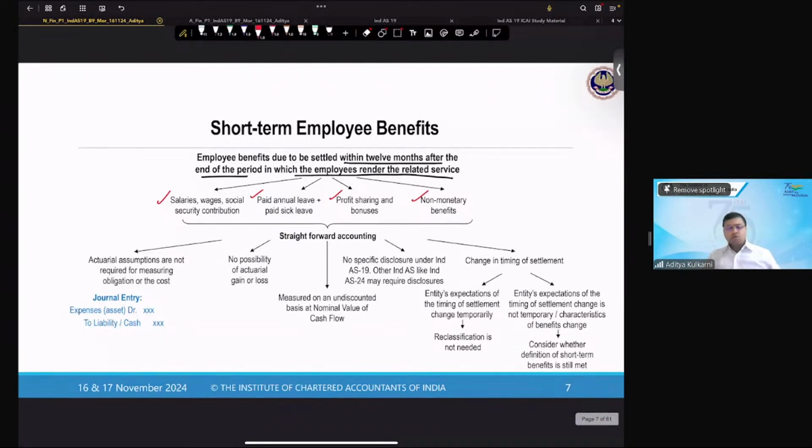Okay. So when I talk about these accountings per se, there are a couple of things. It is a very simple entry, expense account debit to liability or cash. If the employee is working on construction of an asset, then the cost will be debited to the asset in line with Ind AS 16, which requires that any cost directly attributable to construction of the asset must be capitalized. So therefore, in such case, employee cost will be capitalized in the value of the asset. Actuarial assumptions are not required for measuring obligation or the cost.